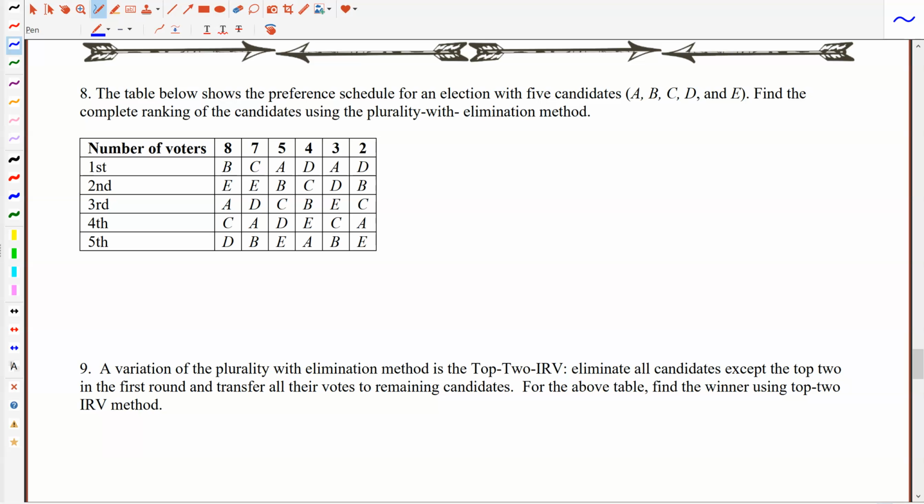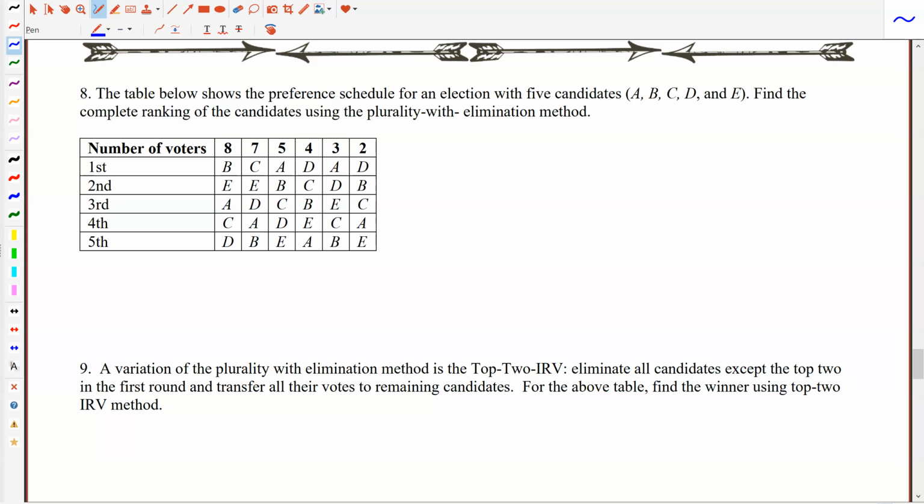We can see when we're running the plurality with elimination method that we do have to constantly keep in mind what that majority number is to know if anybody has met that minimum requirement. We're also going to look at this example between looking at the plurality with elimination method, and then we're going to do a variation of it, which is called the top 2 IRV.